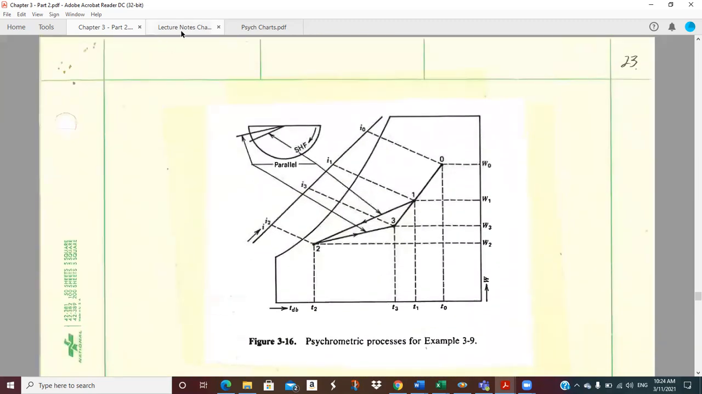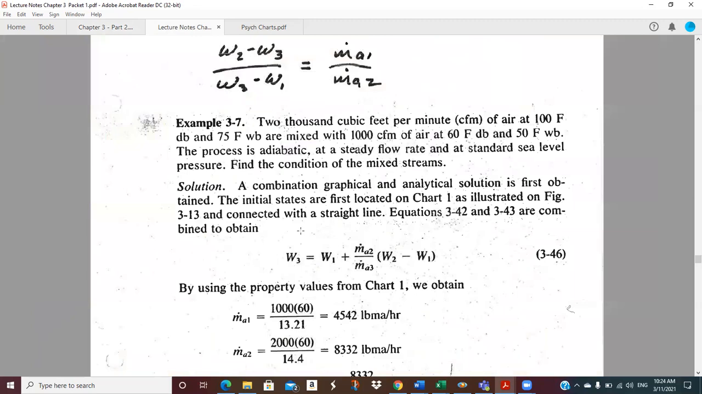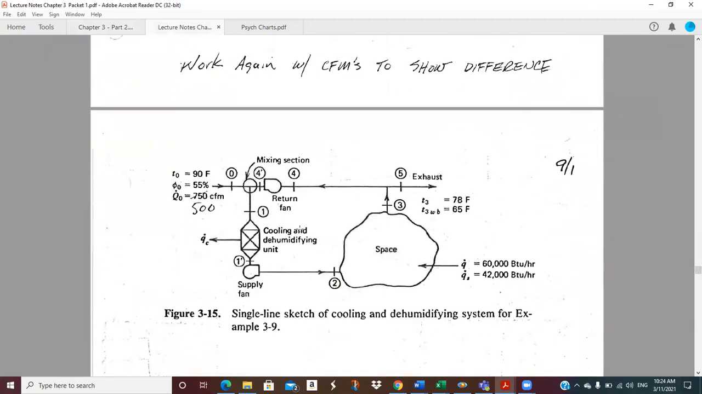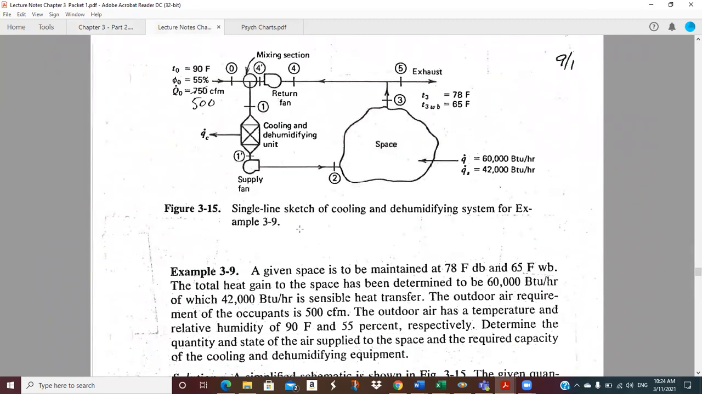So let's go look at the example problem here. Okay, so here's the same thing. And it says 750 there, but when he works the problem, he actually uses 500. So that was a misprint. On this copy, I've scratched that out, and later copies of the book corrected this, but this is a previous edition where they had not caught that error yet, but it should just be 500 given to you.